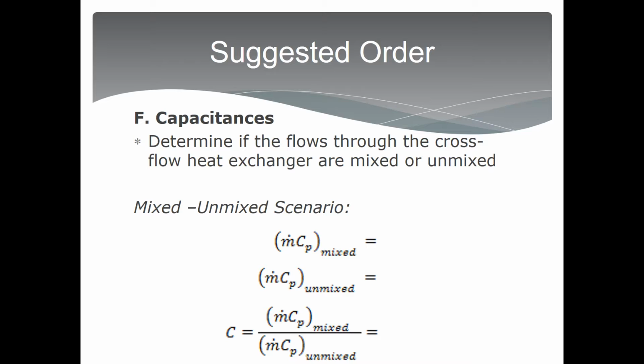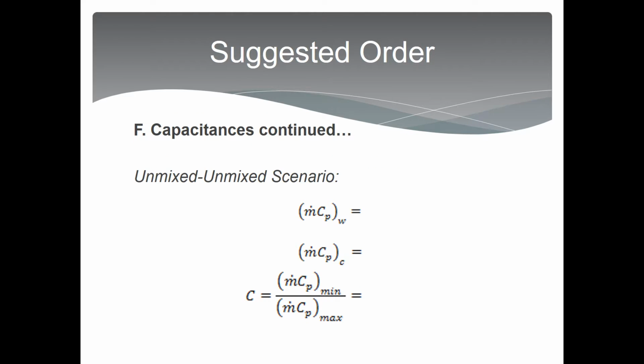Next, in the suggested order for analysis, the capacitance of the heat exchanger is calculated. The flow through the heat exchanger must be determined to be mixed-unmixed or unmixed-unmixed. The overall capacitance for mixed-unmixed is a ratio of mixed capacitance over unmixed capacitance. The overall capacitance for unmixed-unmixed is a ratio of the smaller individual capacitance over the greater individual capacitance.